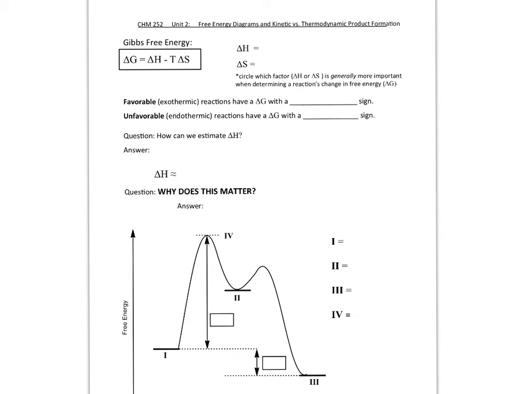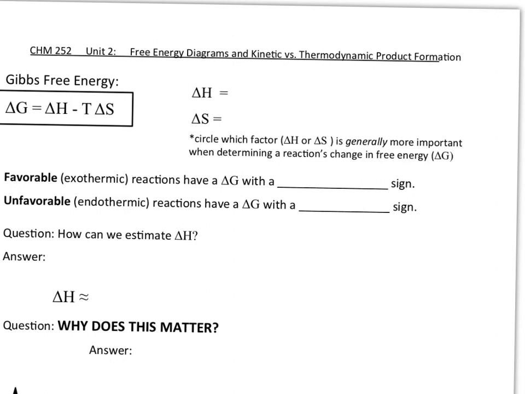So taking a look at this, taking those free energy diagrams, Gibbs free energy, talking about this. So what is delta H? It's just the change in enthalpy. All right, this is a change in enthalpy. Don't worry about spelling it right. And this is the change in entropy.